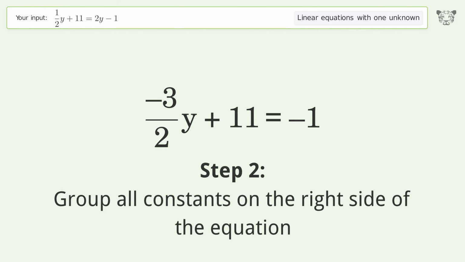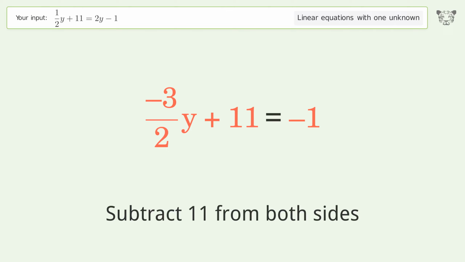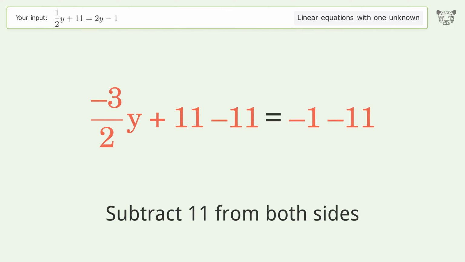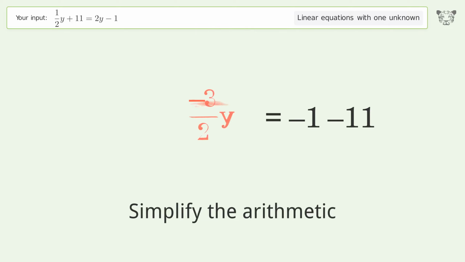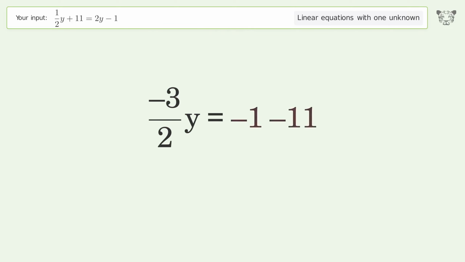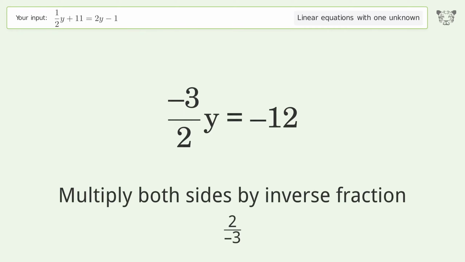Group all constants on the right side of the equation. Subtract 11 from both sides. Simplify the arithmetic. Isolate the y. Multiply both sides by inverse fraction 2 over -3.